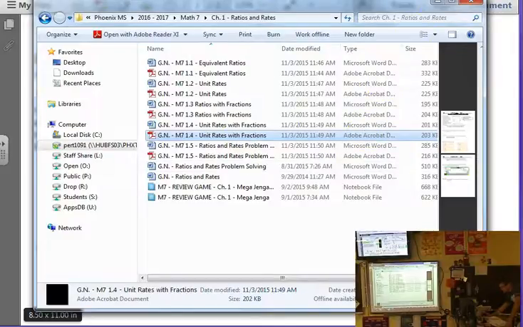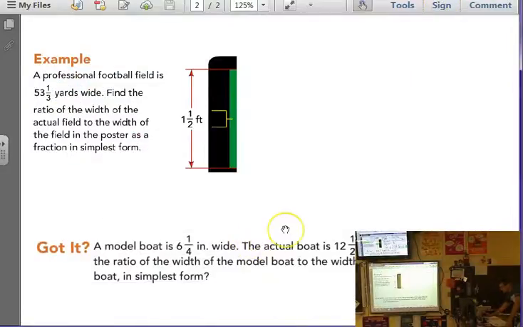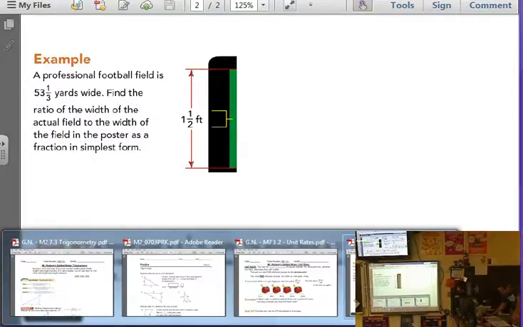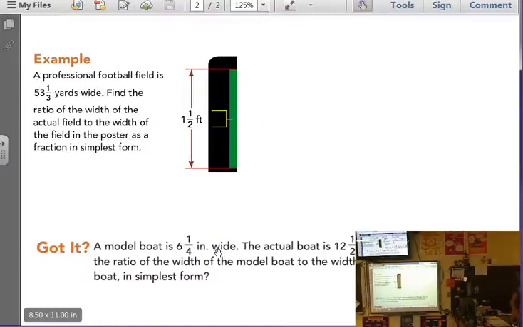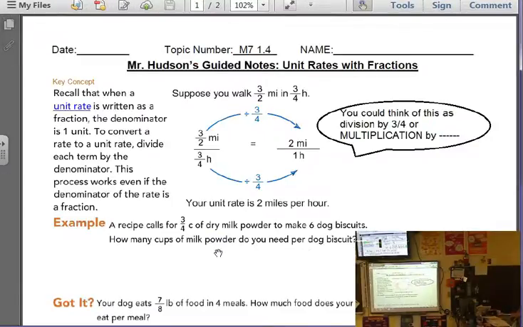Now, unit rates with fractions are the exact same thing, except we have to get to what for one of my numbers? What's the difference between a ratio and a unit rate? Jeremiah? What's so specific about unit?